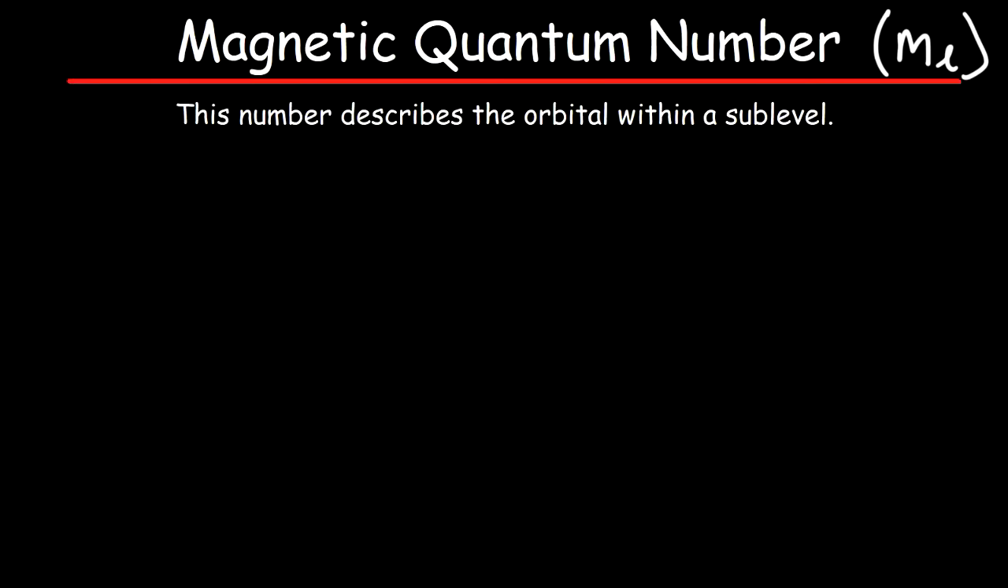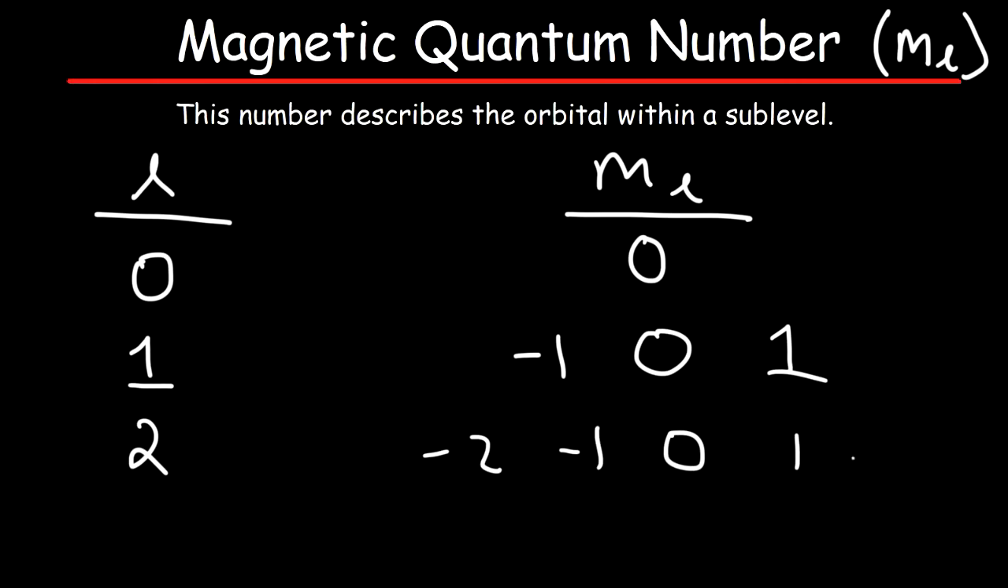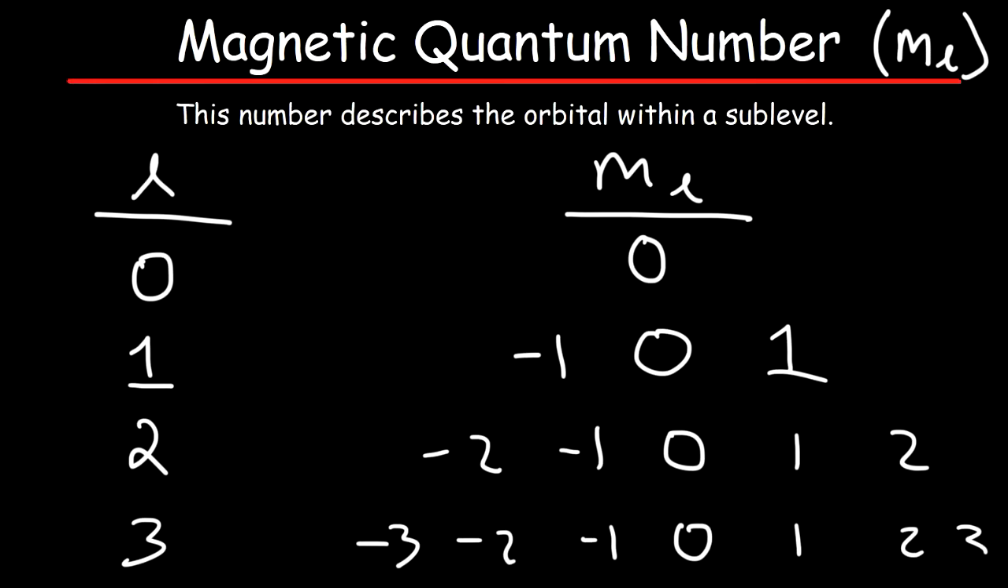But now let's talk about the relationship between L and m sub L. As we said before, L is the angular momentum quantum number, m sub L is the magnetic quantum number. When L is 0, we have the s sublevel, and ml can only be 0. When L is 1, we have the p sublevel, and the p sublevel has 3 orbitals. The first one has the ml value -1, the second one is 0, and the third one has an ml value of 1. When L is 2, we have the d sublevel, and there are 5 d orbitals: -2, -1, 0, 1, and 2. When L is 3, we have the f sublevel, which has 7 orbitals: -3, -2, -1, 0, 1, 2, and 3.